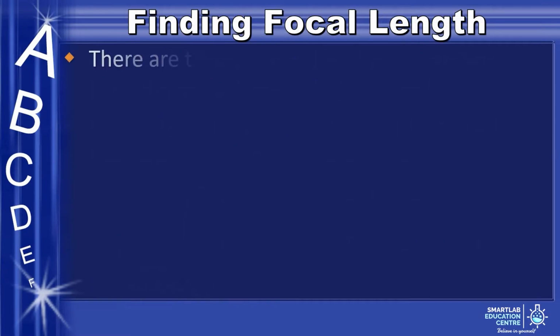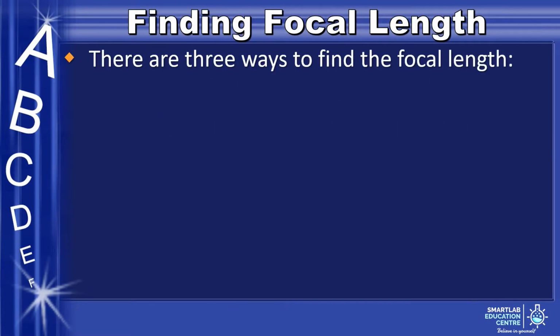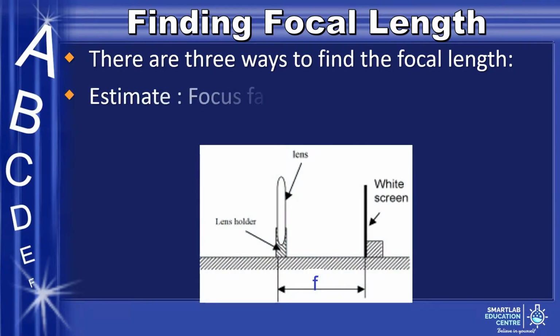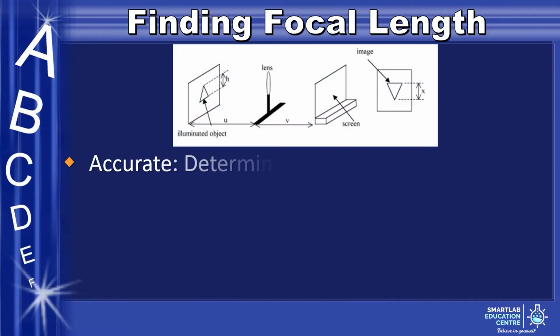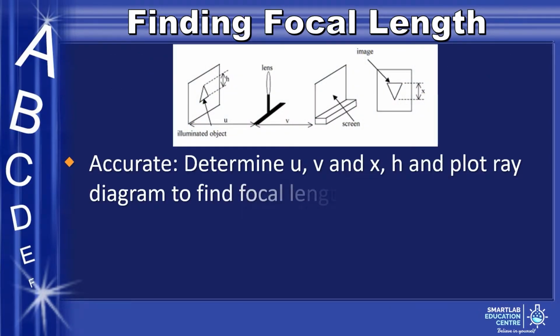There are three ways we can physically find the focal length. Firstly, we can shine an illuminated object on a screen as shown below. The position of the screen where the image is the clearest will be the focal length of the lens. The next, more accurate method is to measure the object distance, image distance, object height, and image height, and then we use the data to plot a ray diagram to find the focal length.